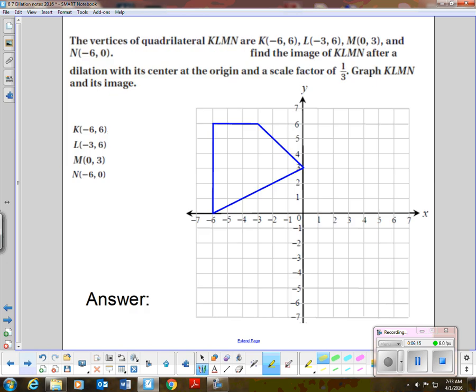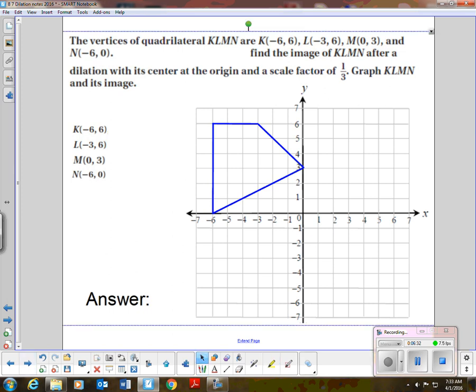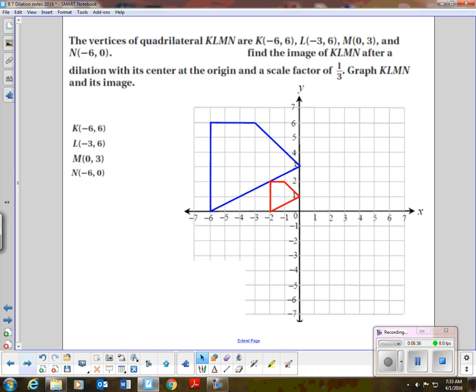So here's another practice one. This says dilation with the center at the origin and a scale factor of 1/3. So pause the video and do this one. Okay, so when you're done, this should be your answer.